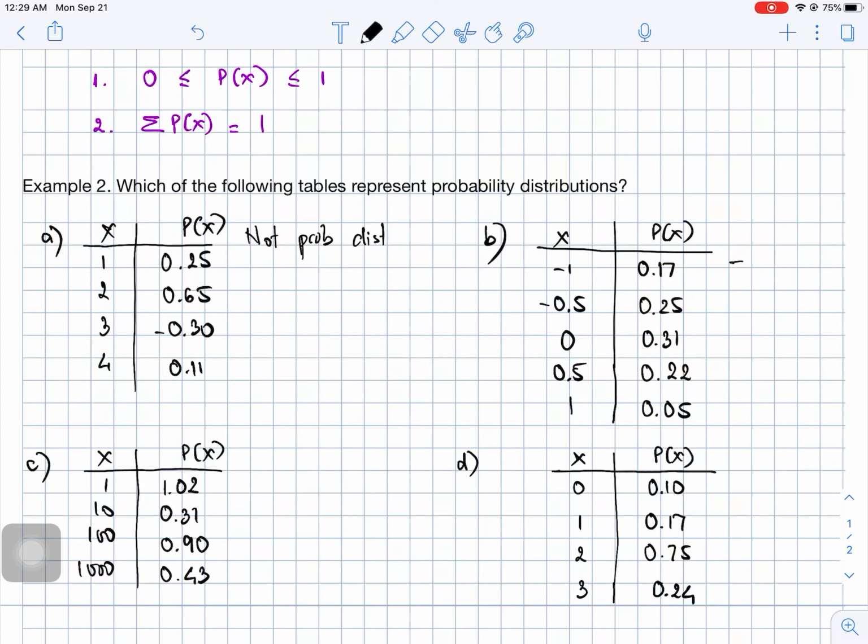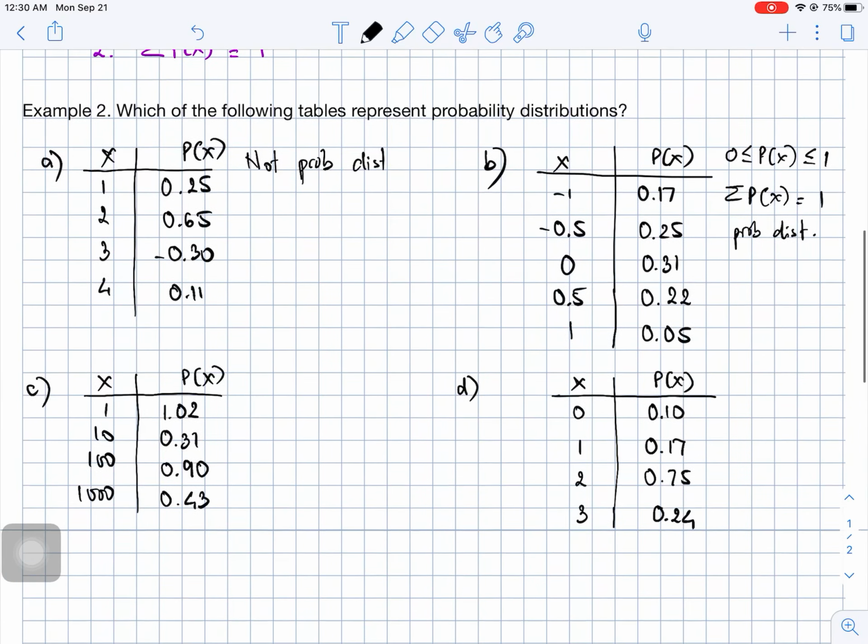So the probabilities are between 0 and 1, and the sum of the probabilities is equal to 1. Then B satisfies both conditions.